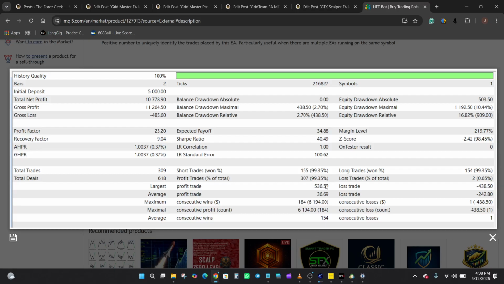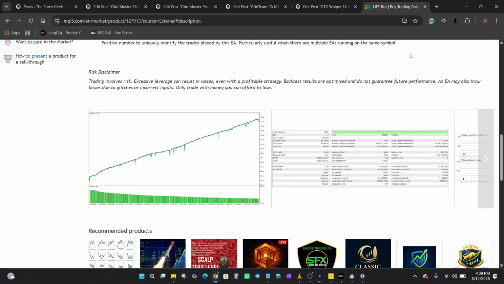Largest profit was 536.5, largest loss 438.5, average profit 36.69, average loss 242.8. So this shows that the average risk to reward ratio is pretty bad. Despite the high win rate, the risk to reward ratio seems to be bad.